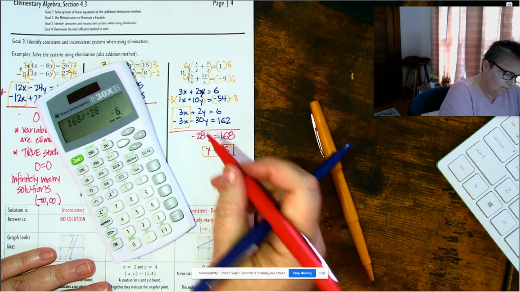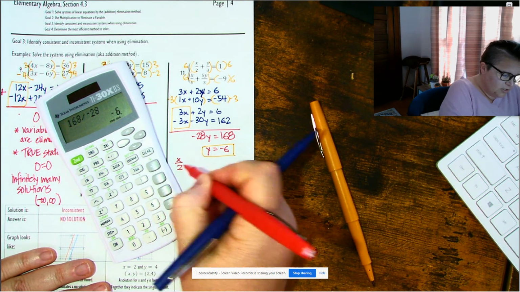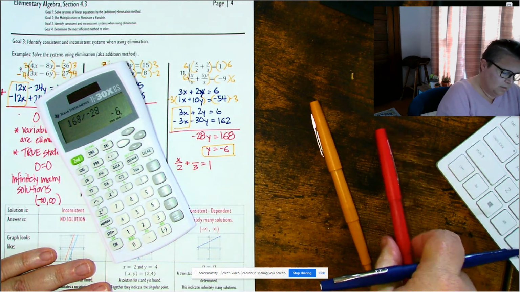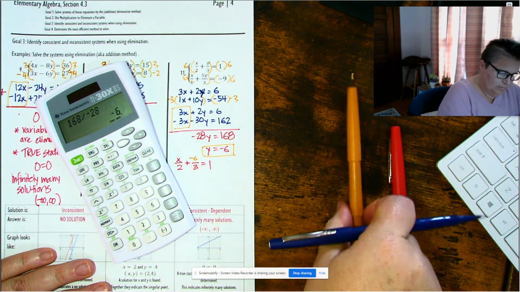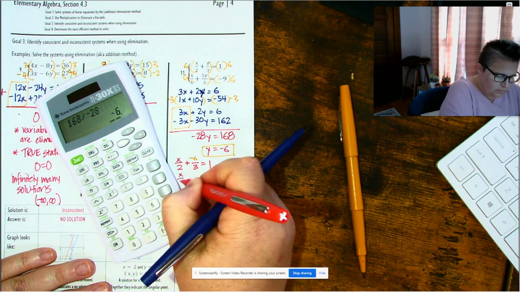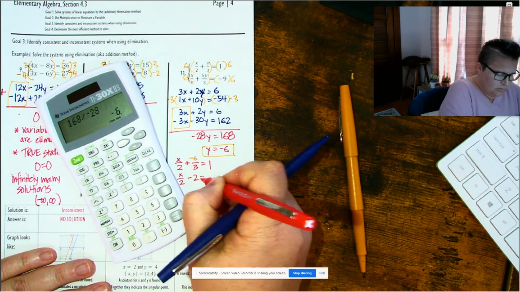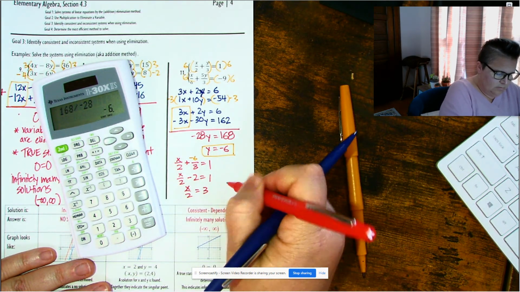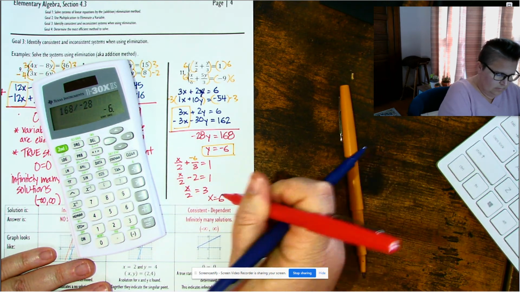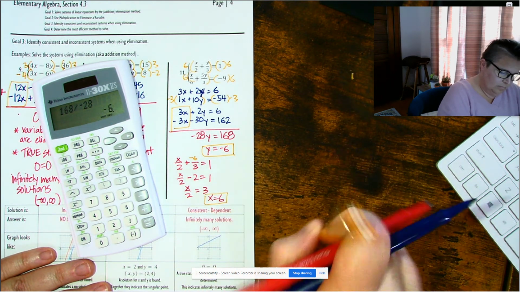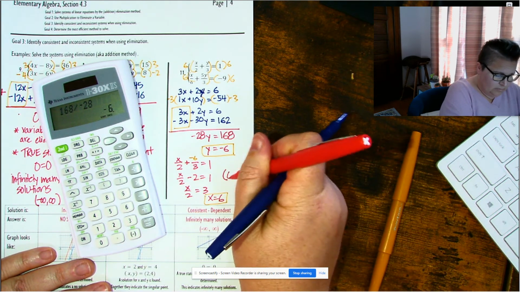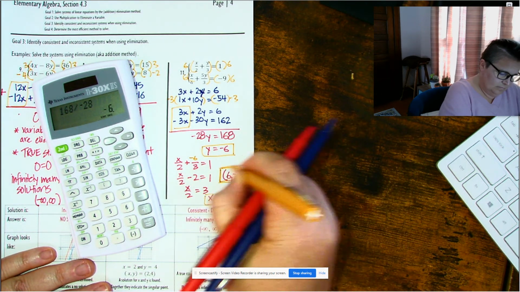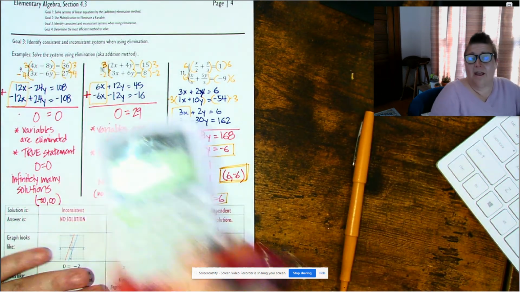Okay, now I'm going to put that y value into the original equation. x over 2 plus something over 3 is equal to 1. I'm going to use that negative 6. So I've got x over 2 minus 2 is equal to 1, or x over 2 is equal to 3. So x would be 6. I believe I have a solution here at 6, negative 6. Okay, I ran out of room to check it.